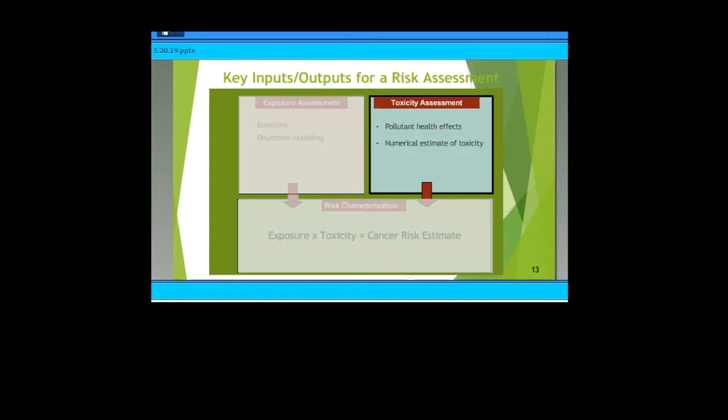All right, so that was a little bit about the key inputs in the analysis that we do when we're trying to get an idea of how much a person breathes of the pollutant. Now we're going to move to the toxicity side, the toxicity assessment. And we do two assessments there again. The pollutant health effects. What are those health effects? And this is qualitative. This doesn't have numbers to it. And then the second thing we do is we have a numerical estimate of how toxic it is when we breathe it. So let's go to the next slide.